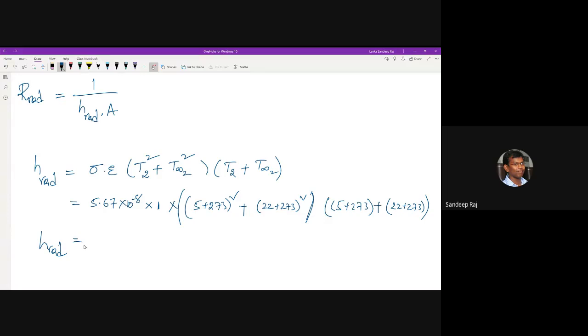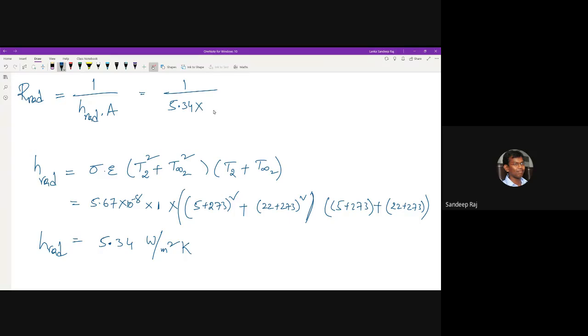Did you calculate this? The h radiation value? 5.33. 5.34, you can take 5.34 watt per meter square Kelvin. So you take that value and substitute it here, 5.34 into A.